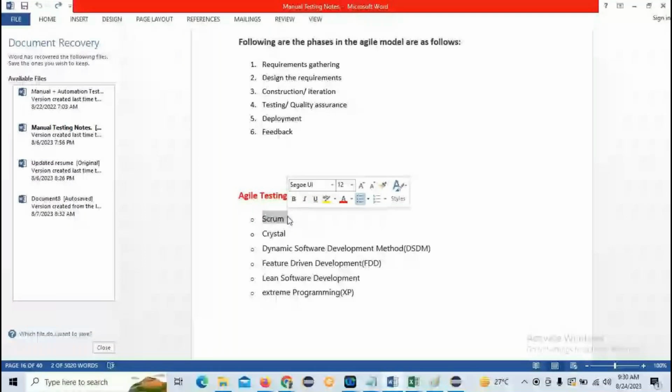For example, 90 features are there. Out of 90 features, what 15 features do we have to develop first? What is the priority of the features? Out of 90, what 15 features do we have to take first to complete? That has to be discussed in the Scrum meeting call. That is called a Scrum call.